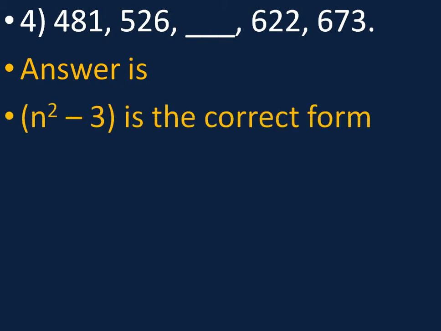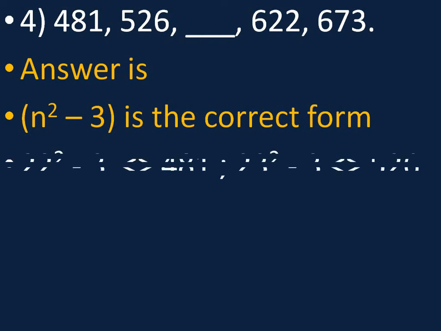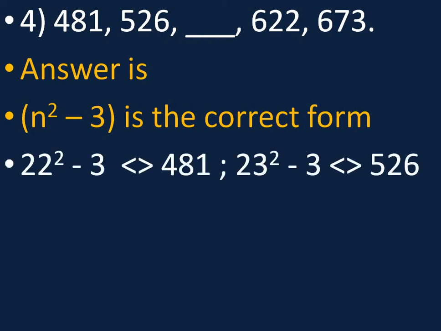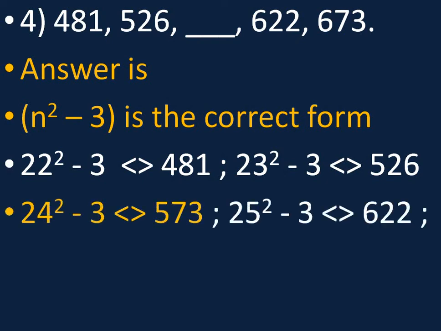So as we see, 22 square is 484. If we minus 3, we get 481. And the next one is 23 square, which is 529, and if we minus 3, we get 526. And the third is to be followed by the same pattern, that is 24 square, which is 576, and if we minus the number 3, then we get 573.